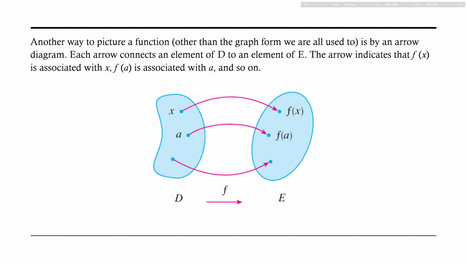Another way to picture a function, other than the graph form we are all used to from maybe high school or whatever subject you did, is by an arrow diagram. Each arrow connects an element of D to an element of E. The arrow indicates that f of x is associated with x, f of a is associated with a, and so on, as you can see from the diagram below. This will become useful in later subjects when it is important to visualize functions in this way.